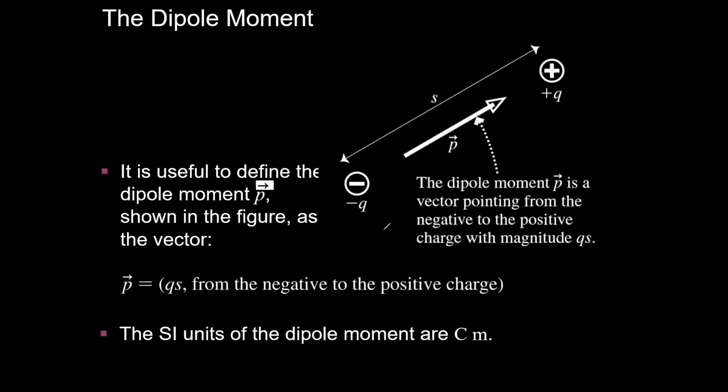Okay, and since the concept of the dipole is so important, we actually characterize a dipole by a vector, and that vector is called the electric dipole moment.